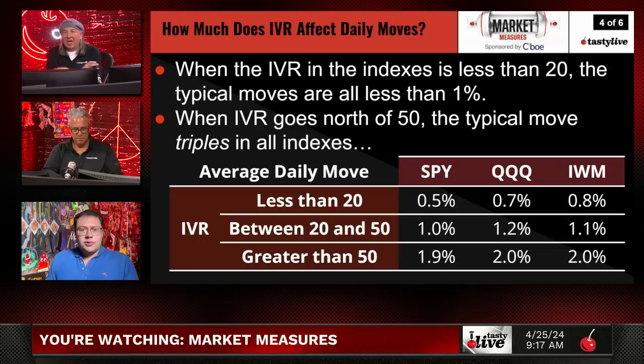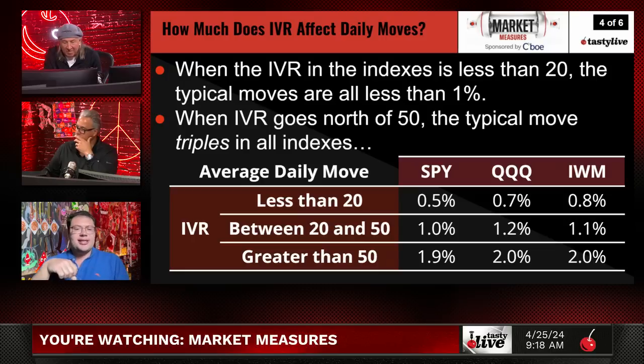When the IVR in the indexes is less than 20, the typical moves are all less than 1%. When IVR goes north of 50, the typical move triples in all indices. That's really interesting. And so what you're going to see here is the average daily move. That's basically up or down. But this is what you would expect to see on the close: how much did we move? When IVR is less than 20, the SPY is about half of 1%, QQQ is 0.7, IWM is 0.8%.